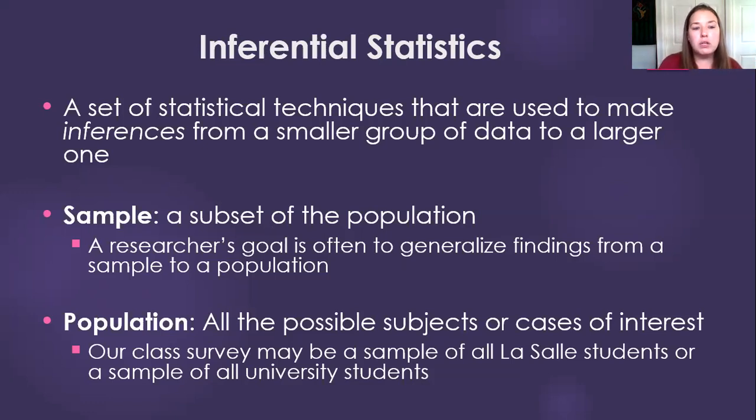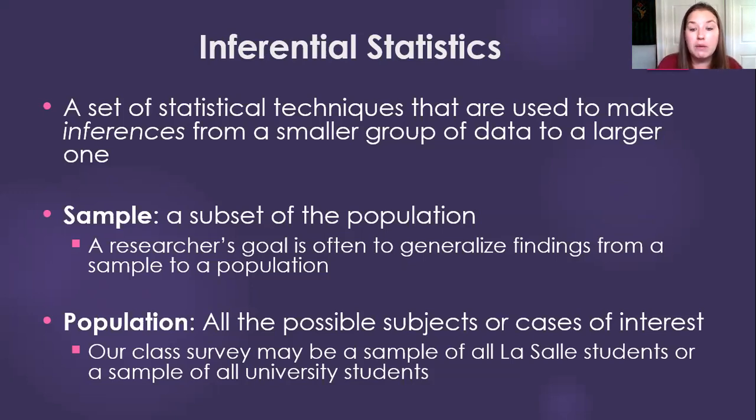So it really is important to understand the differences between a sample and a population in order to understand what inferential statistics try to do. A sample is a subset of the overall population. A sample is, we have information on this group of people, on this neighborhood, on this part of the planet, whatever. And then a population is everything that you're interested in studying, right? So this is all possible subjects or cases of interest.